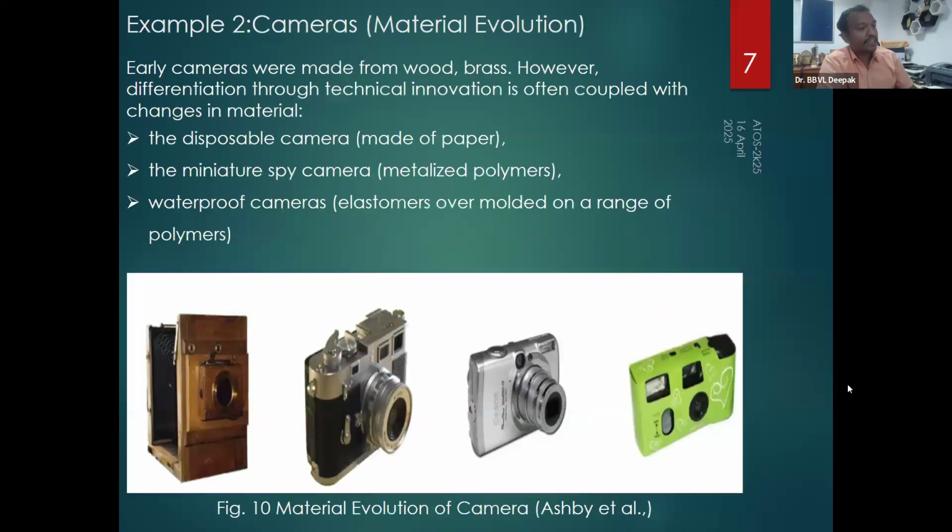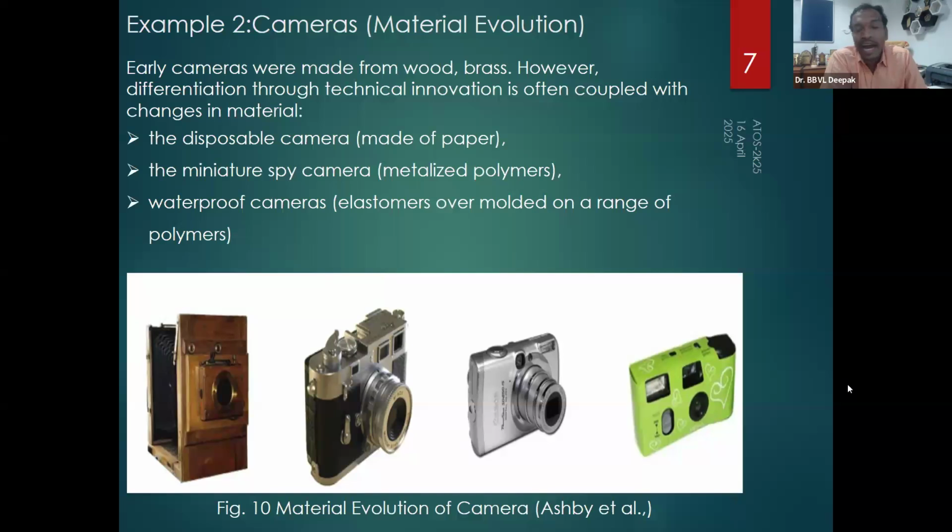In the same way, if we see the next example, the camera. This camera is developed in such a way that in the earlier days the camera was made up of a wood frame, and it was bulky. Those cameras were fixed at some place like photo studios or design studios. Someone had to go to the camera and take the pictures.